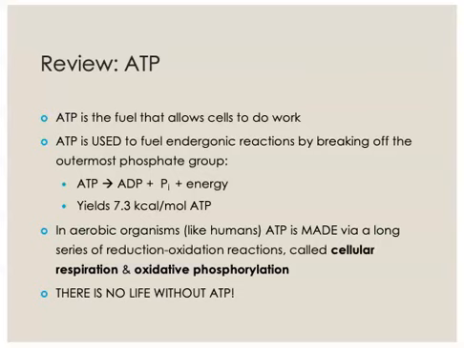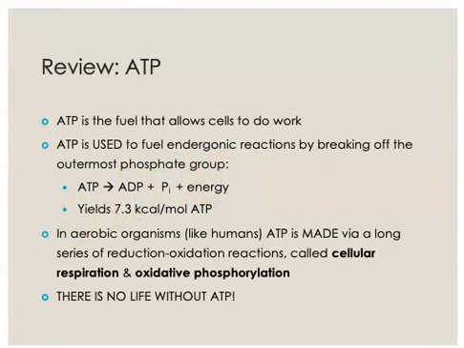ATP is really the middleman in energetic coupling. It's providing the fuel that allows cells to do their work. It's used to harvest energy from exergonic reactions and provide energy for endergonic reactions by breaking off that outermost phosphate group. And remember, there's about 7.3 kilocalories of energy, what laymen call calories, 7.3 kilocalories per mole of ATP.